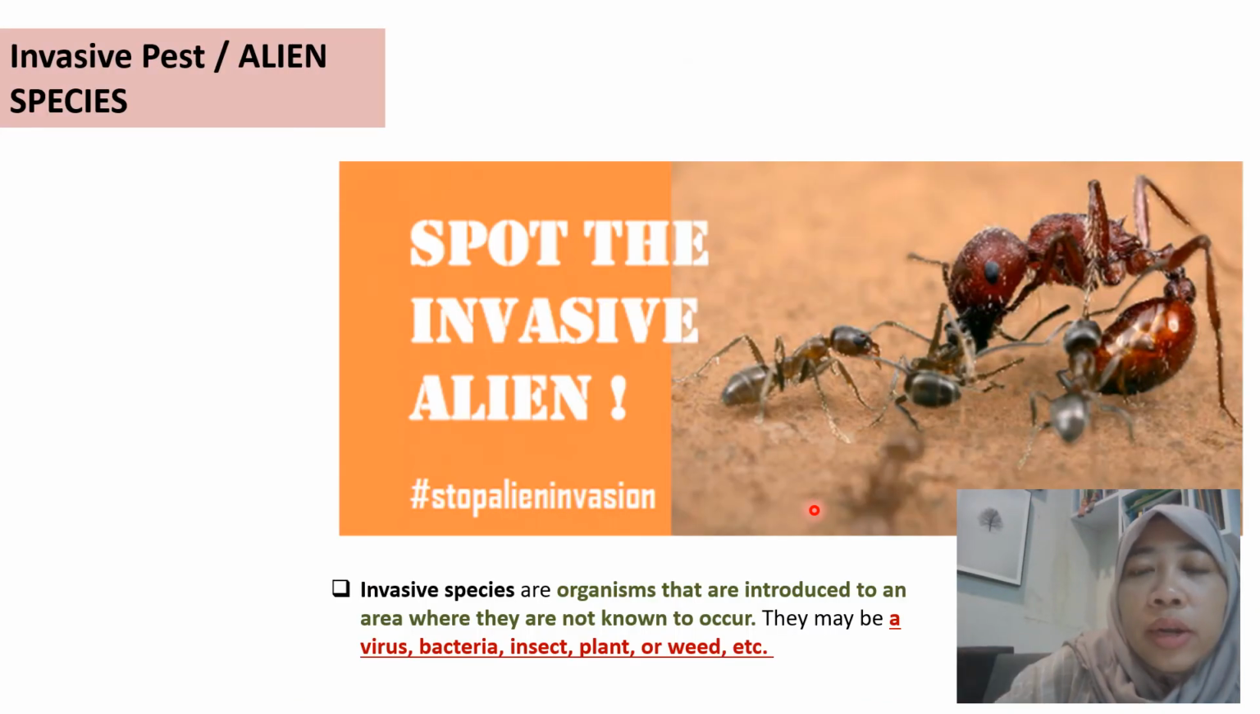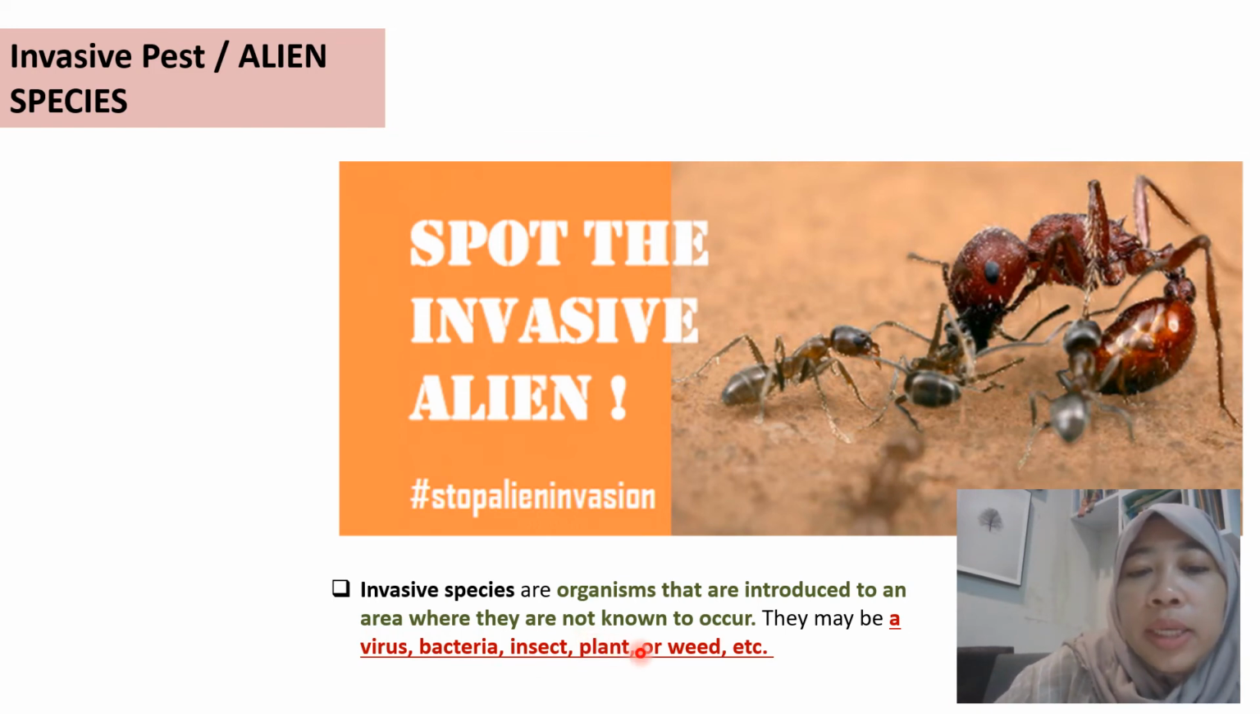This is a short explanation about invasive alien species. It is an organism that is introduced to an area where it is not known to occur. So an invasive species is a species that comes from another country, for example. It could be a virus, bacteria, insect, plant, weed, or other organism.